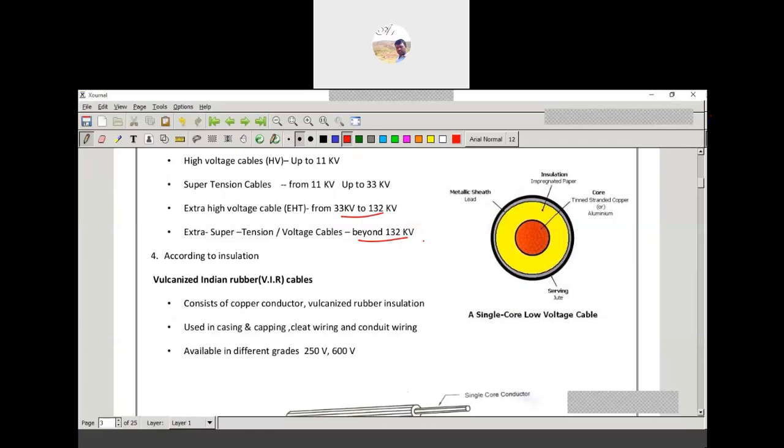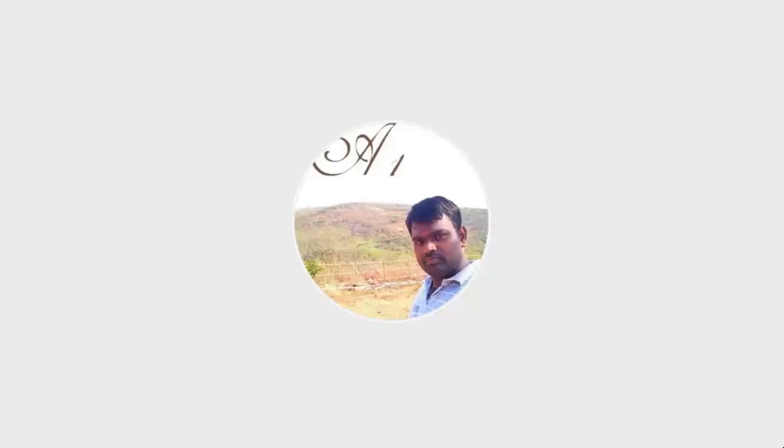Now we'll take the advantages. Paper belts are provided around the insulation, so each insulation is covered with impregnated paper. Here is the advantage: a single core cable can be used as a replacement for a group of single core cables.